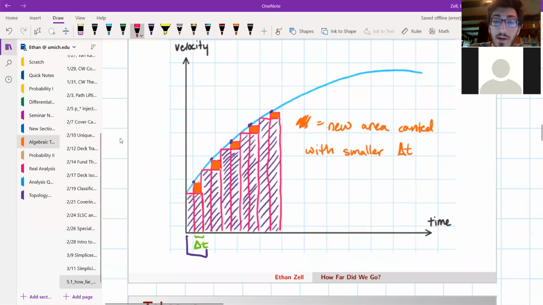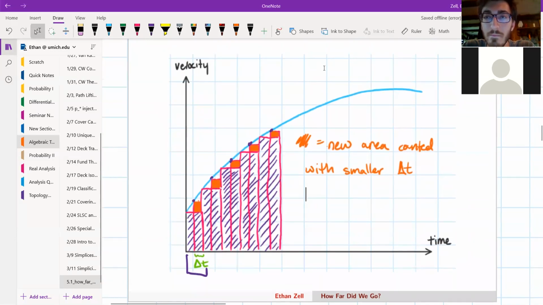Because I took more of that with my approximation. So my approximation is better when I take smaller steps. So that's what this slide is telling you. New area counted with smaller delta T is better. And you'll notice the white area again between the curve itself and the rectangles is smaller. So we're getting very close to the actual distance that we traveled. All right, let's take a break here. How are we doing? Any questions?